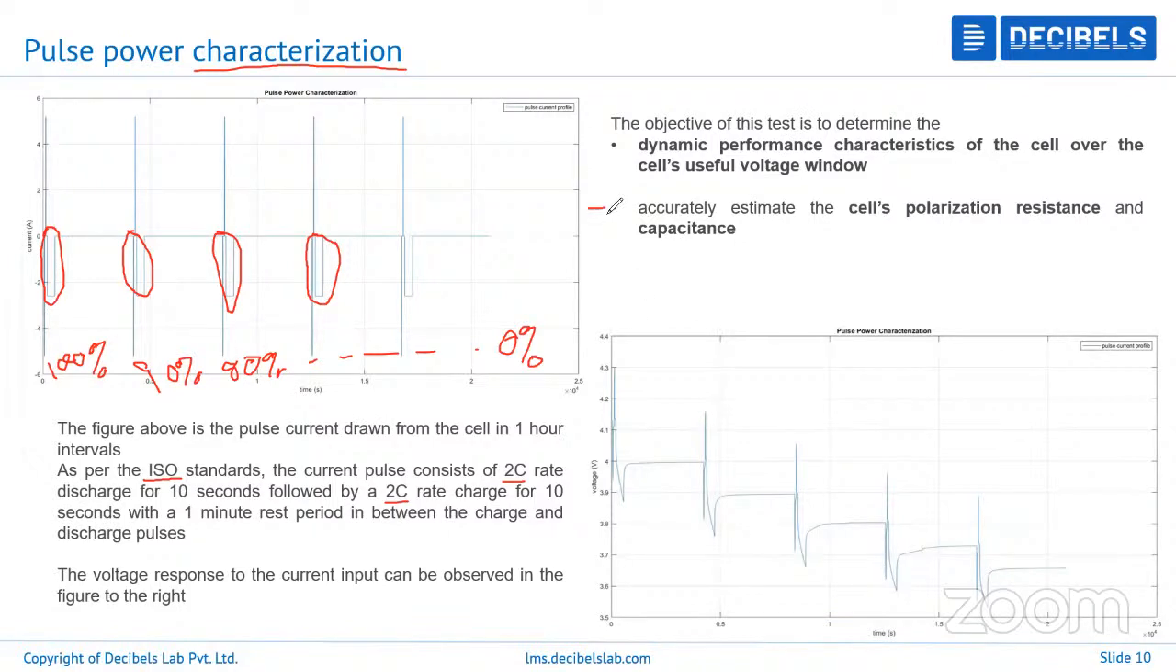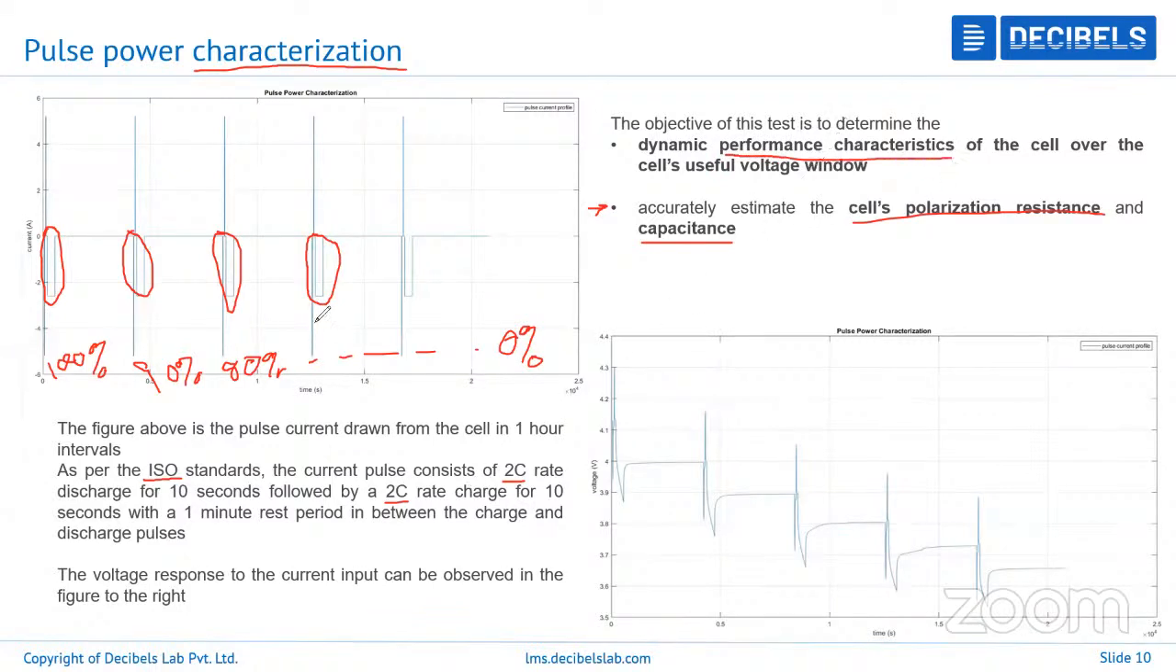It is done in order to accurately estimate the cell's resistances and capacitance. Also it helps you to understand what the dynamic performance characteristics of the cell are over the entire capacity. So whatever capacity it has, within that capacity, what is the capability of the cell and how well it performs within that capacity window.